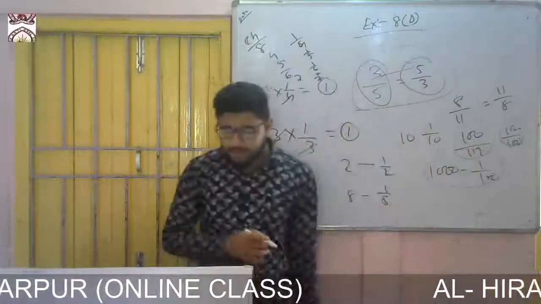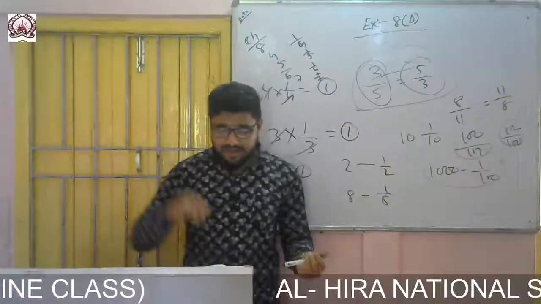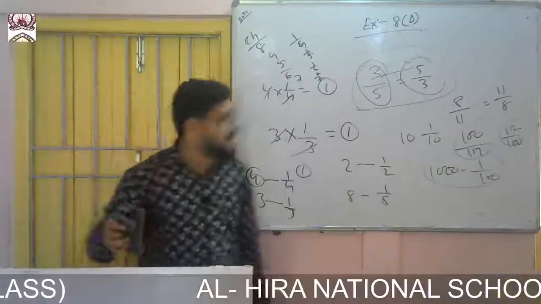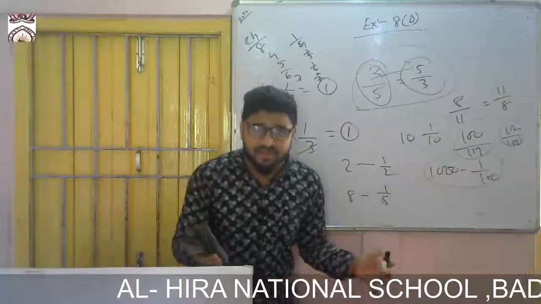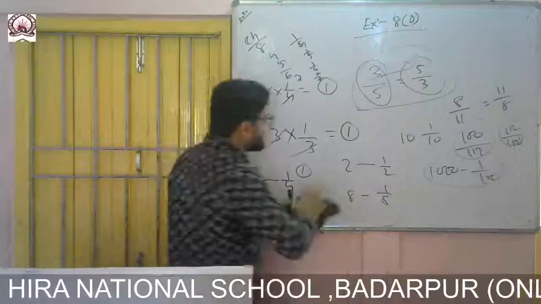Okay, now let's begin with the exercise, that is 8D. See the first question, what is there? Write the reciprocal of 3 by 5. So the reciprocal of 3 by 5 will be 5 by 3. It is very easy. So write.